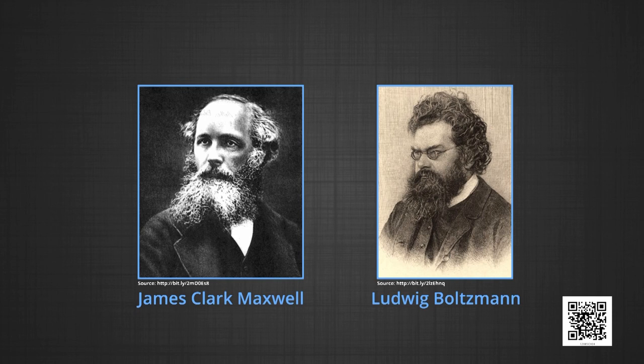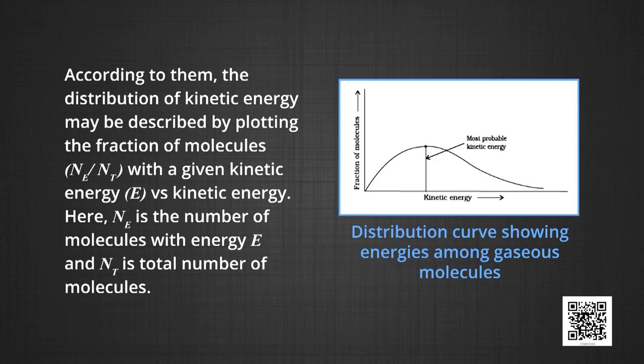All the molecules in the reacting species do not have the same kinetic energy. Since it is difficult to predict the behavior of any one molecule with precision, Ludwig Boltzmann and James Clerk Maxwell used statistics to predict the behavior of a large number of molecules. According to them, the distribution of kinetic energy may be described by plotting the fraction of molecules, that is Ne upon Nt, with a given kinetic energy E versus kinetic energy. Here Ne is the number of molecules with energy E and Nt is the total number of molecules.